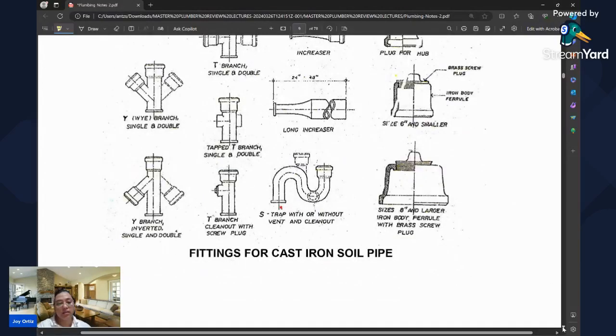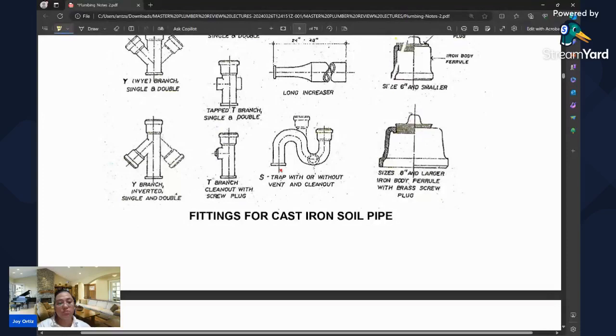Okay. And Y branch, napababa, that's the inverted one. T branch clean out with the screw plug. Ito po yun. Screw plug. We have also the S trap with or without vent and clean out. And that's it. That's the fitting for the cast iron.